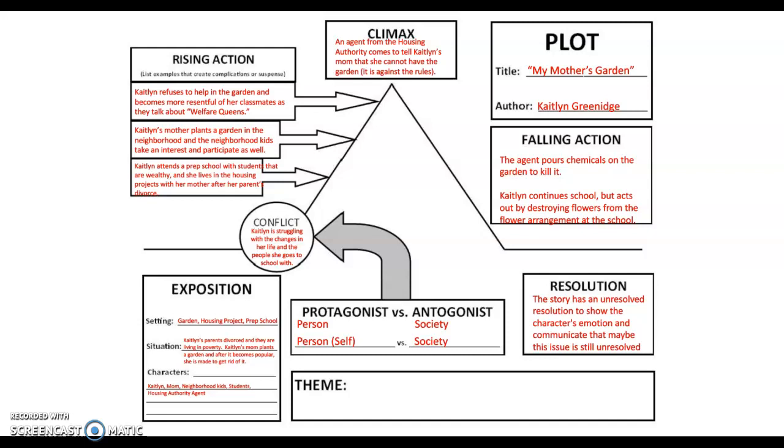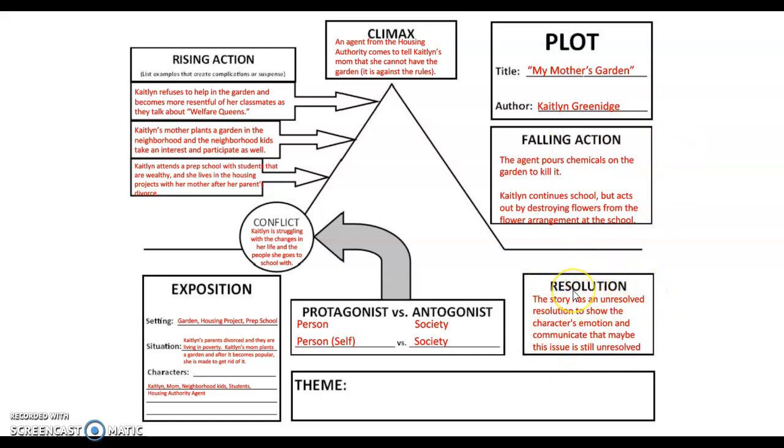And then Caitlin continues going to school, but she's acting out. She destroys the flowers from the flower arrangement at the school. We see that she still has a lot of anger. Okay? And then resolution has been up here the whole time.